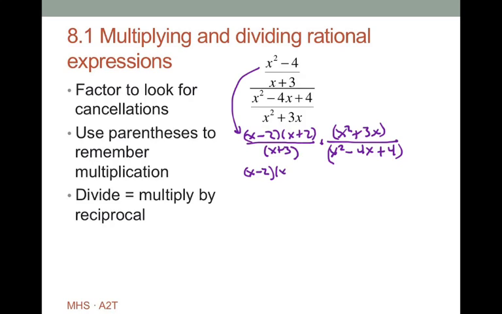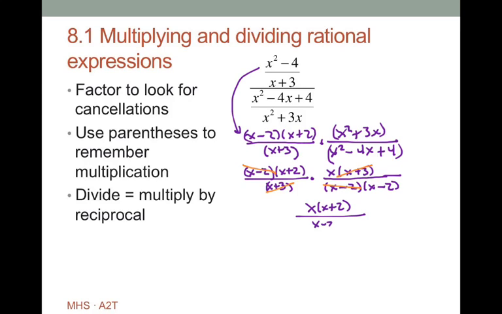Again, so I'm rewriting the left part, x minus 2 times x plus 2 over x plus 3. And then the right side, I think I can factor out an x, so I'll get x times x plus 3, and I can factor that as x minus 2 and x minus 2. Now I'm going to go ahead and look for terms that cancel. It looks like the x plus 3's cancel and the x minus 2's cancel. So those will go away, and I'm left with x times x plus 2 over x minus 2. And that is your final answer.